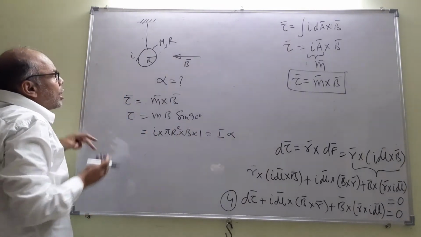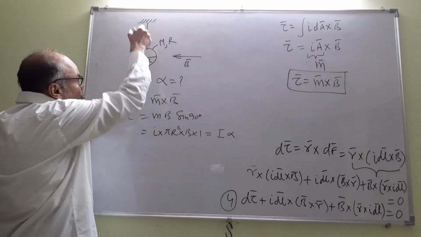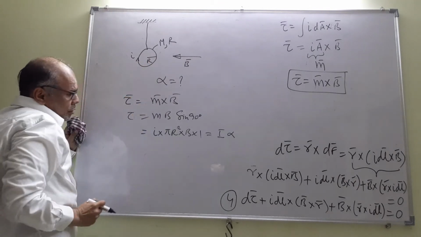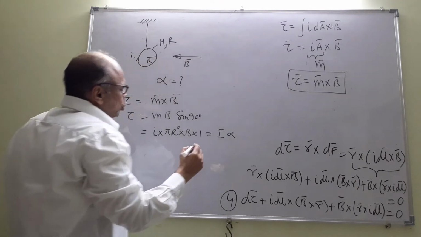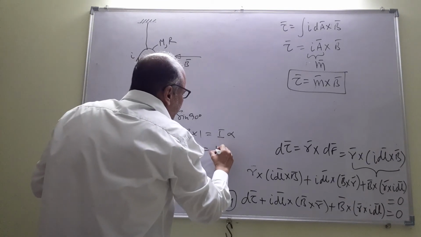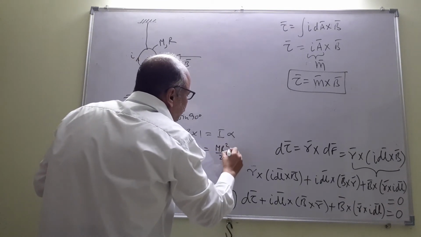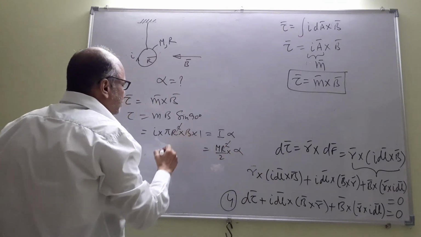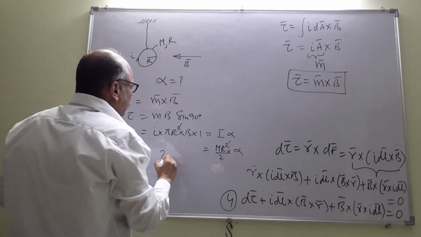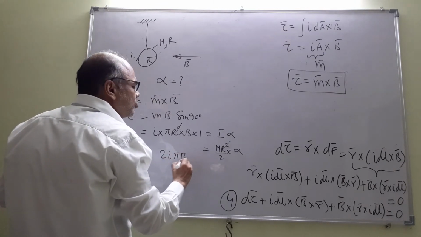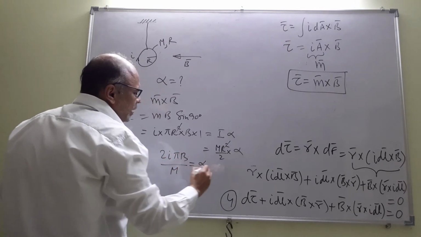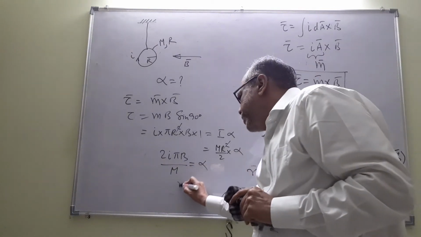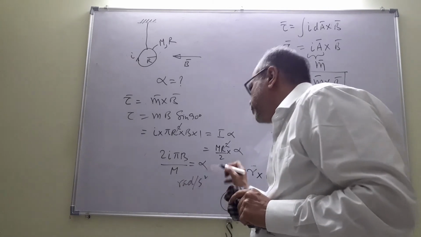The moment of inertia of a ring about its diameter, since it is going to rotate about its diameter, would be m r squared by 2. So this would be m r squared by 2 into alpha. So r squared cancels and you get 2 I pi B by m as the angular acceleration. The angular acceleration would be in radians per second squared.